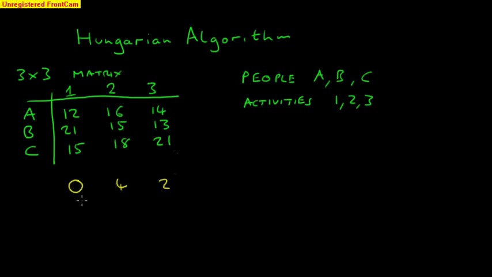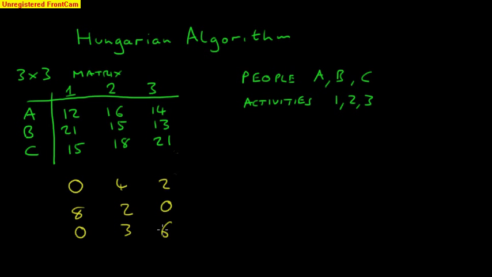Just taking 12 away. The second row, the smallest number is 13, so I take that away, and that will give me 2 and 21, that'll be 8. And the third row, 15 is the smallest number, so take 15 away, that'll give me 3 and 21, 6. There's my row reduction done.